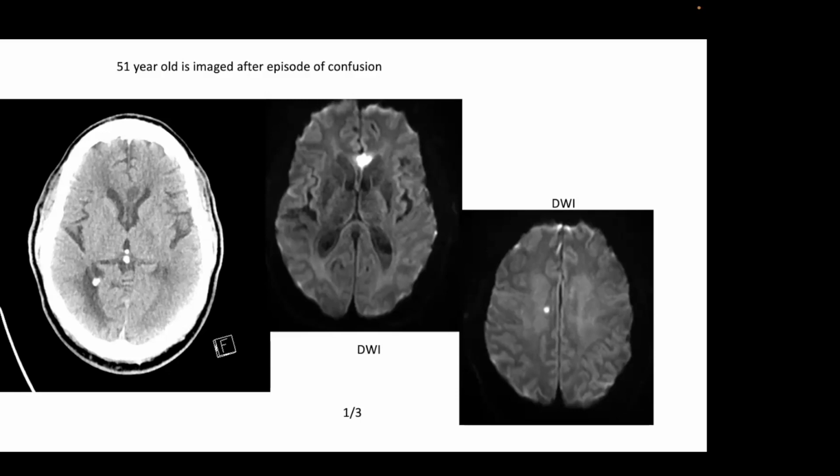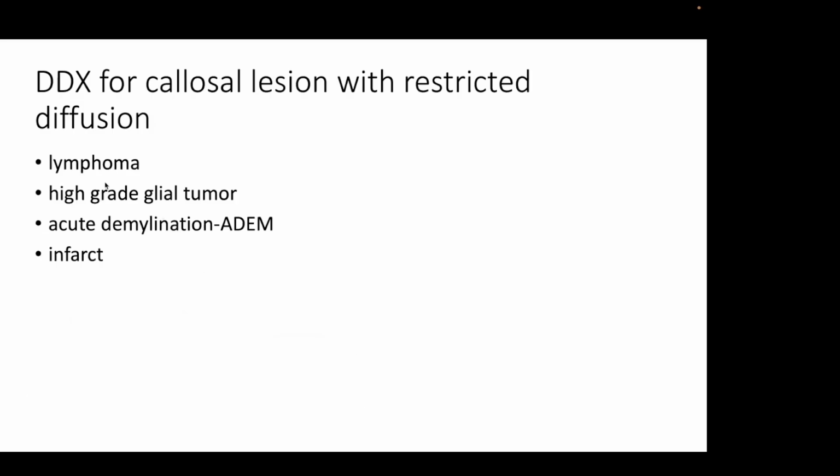So when you see restricted diffusion, this is actually in two locations. Here you see this is in the genu of the corpus callosum. You want to start by thinking through this. Could this be lymphoma? Lymphoma, we know, often has restricted diffusion and commonly involves the corpus callosum. High-grade glial tumors also can have restricted diffusion. So we want to be thinking neoplasm, but we're not crazy about neoplasm, right? There's not really any mass effect. It's in two separate locations.